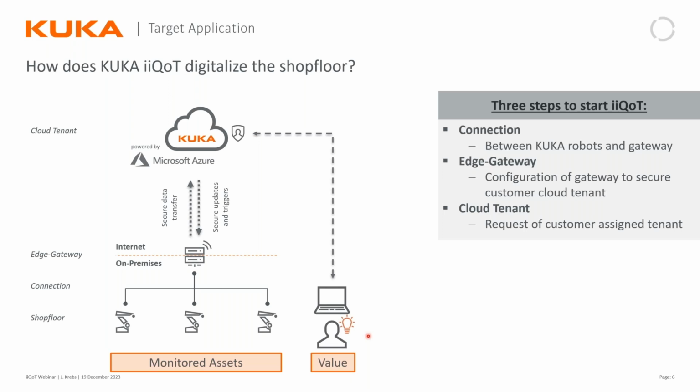So how does KUKA digitalize the shop floor? In three simple steps. We need a connection between the KUKA robots and a gateway. The edge gateway itself needs to be configured in order to communicate to the customer cloud tenant. And the cloud tenant itself needs to be requested by our customer in order to personalize it and assign it to them. Here we have minimal effort in order to connect these robots and use them for iiQoT.